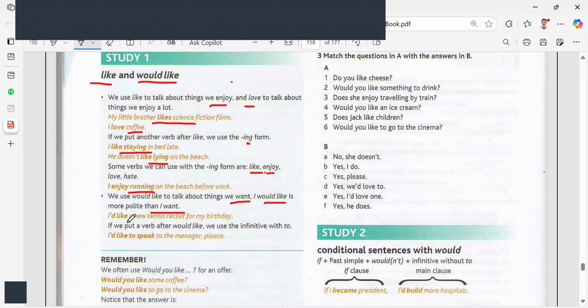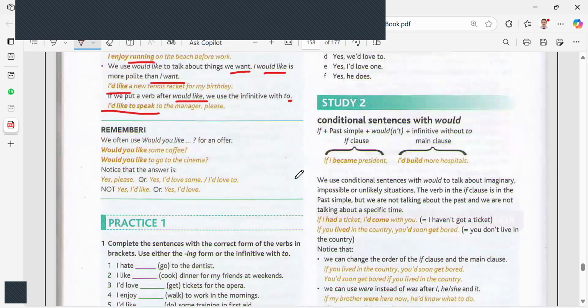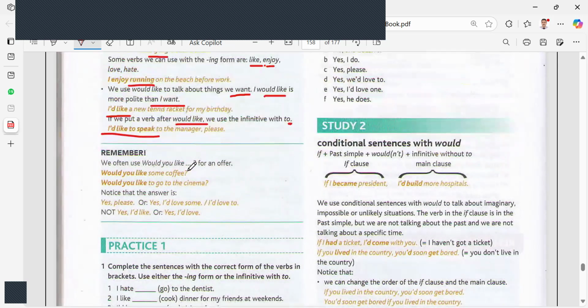For example, I'd like a new tennis racket for my birthday. I'd like means what I want. If we put a verb after would like, we use the infinitive with to. Would like to. For example, I'd like to speak to the manager, please. I would like to speak to the manager, please. Okay, Jude?